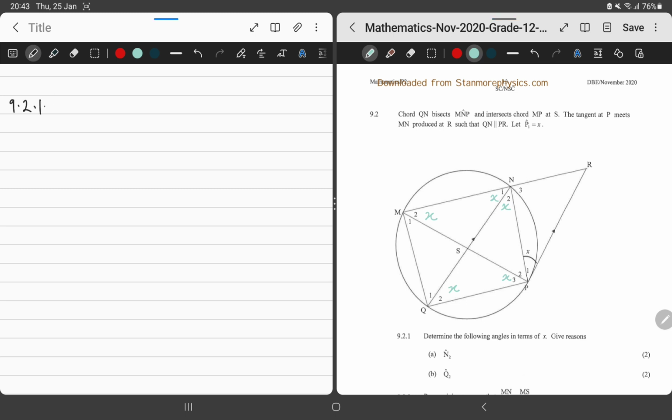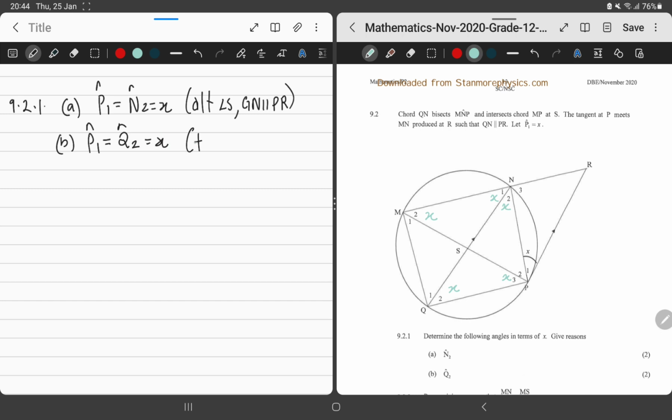Okay, 9.2.1. Determine the following in terms of X. Give reasons. N2: we said that P1 is equal to N2, which is equal to X because of alternating angles, given that QN is parallel to PR. And then P1 is equal to Q2, equal to X, and this is because of the tan chord theorem.